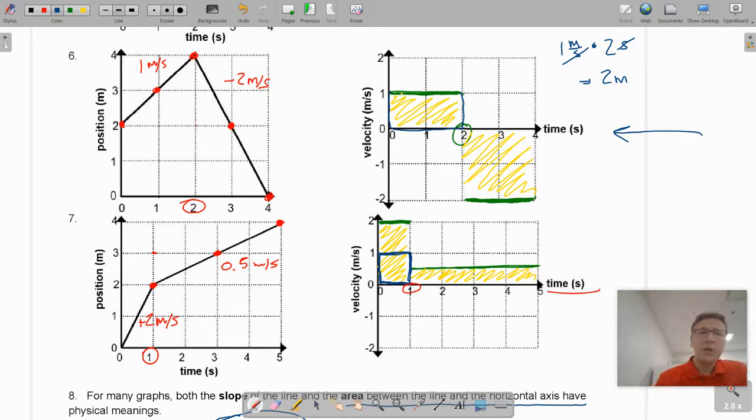We can confirm that by going back over to our position versus time graph, and we see the object starts at 2 meters and ends at 4 meters after 2 seconds. So that's just another way to calculate displacement.